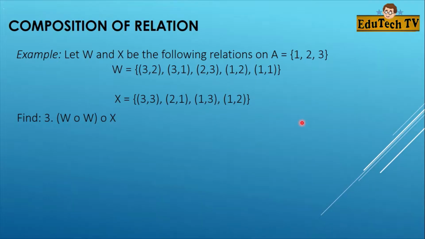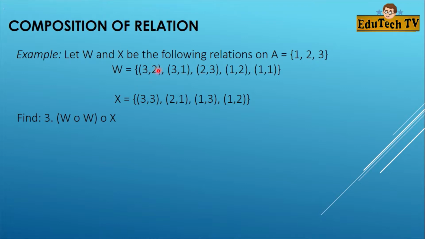Now let's have our third example. So how about if we have three relations? So for example, W composed of W composed of X. So unahin natin muna yung nasa parentheses. So W composed of W. So tingin natin dito, tignan natin dito.